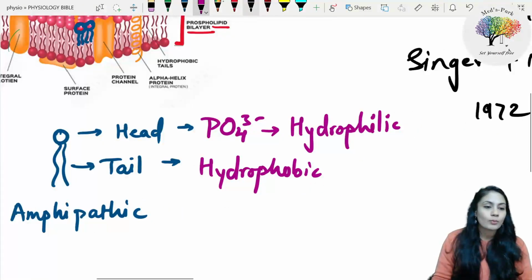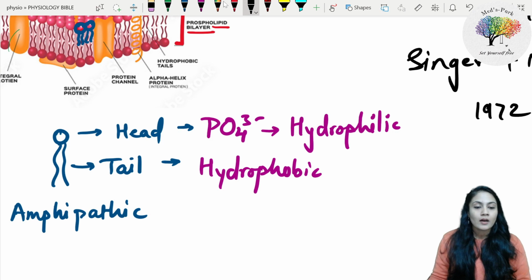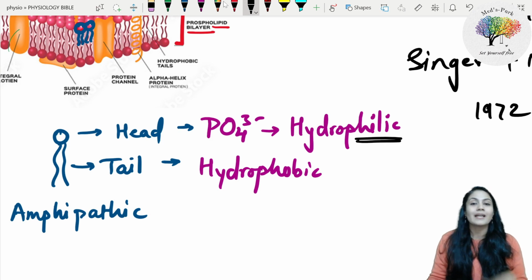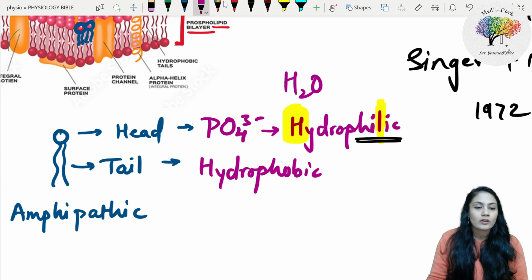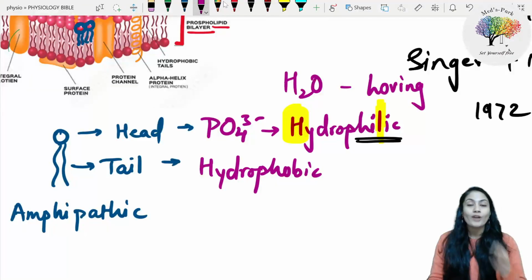Now understand what you mean by hydrophilic and phobic. Hydrophilic is nothing but it loves the water. It can easily interact with the water. Even if you are having a problem to remember that, in philic you have L, right? And we are talking about water, so H2O is water and L is for loving. So the head part is water loving, that is nothing but the hydrophilic part.